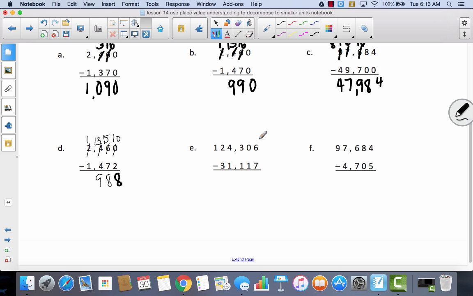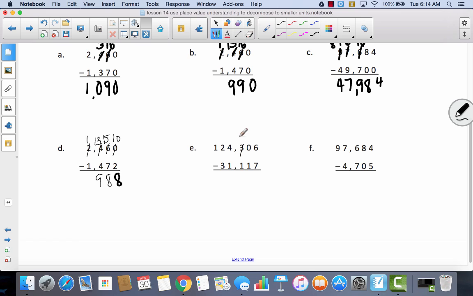If you tried this one on your own, good for you, because it got a little bit tricky really quickly. So if you take a look at E, we're not ready to subtract in the ones place. And what happens when I go to the tens place to unbundle is there's no tens. So I have to go to the hundreds.